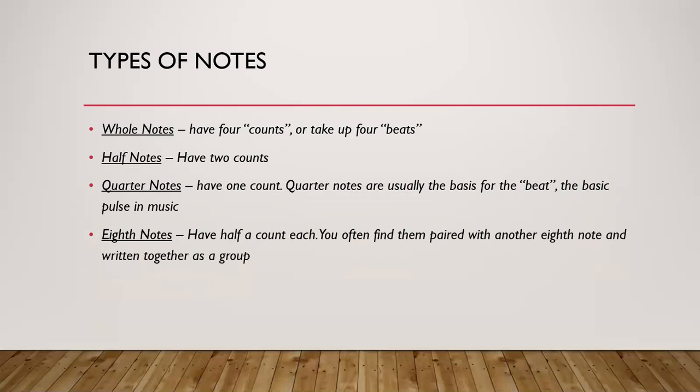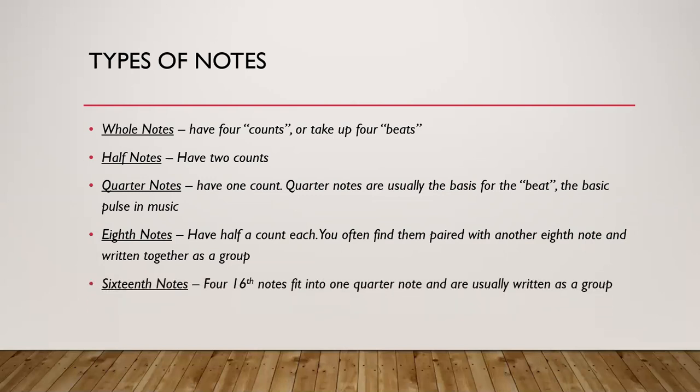Our eighth notes have half a count each. They are usually paired with another eighth note and written together as a group. In your rhythm games, these are your TTs. There are 2 eighth notes per count or per quarter note. And 16th notes for us are always written in a group. There's always 4 of them, and they always have 2 beams on them. These are our ticas in our rhythm games.